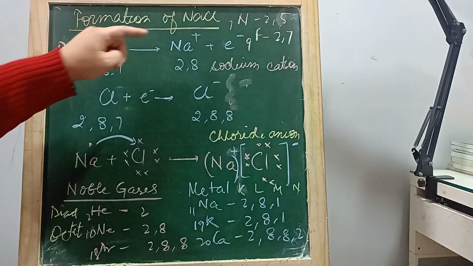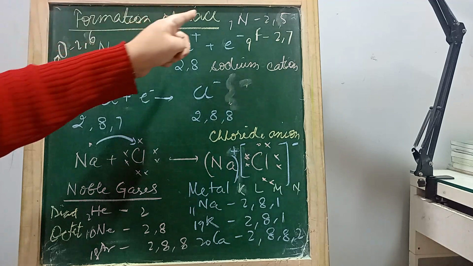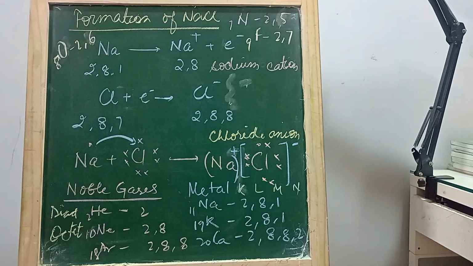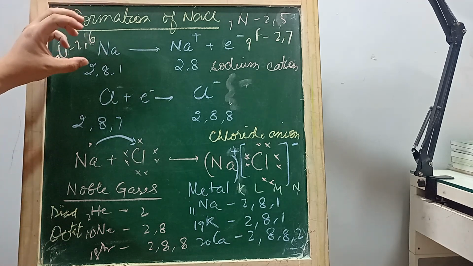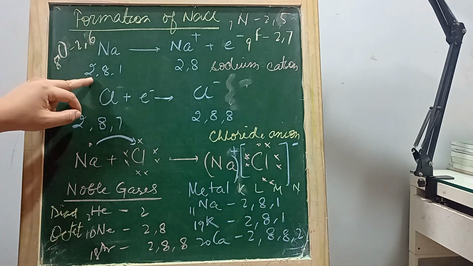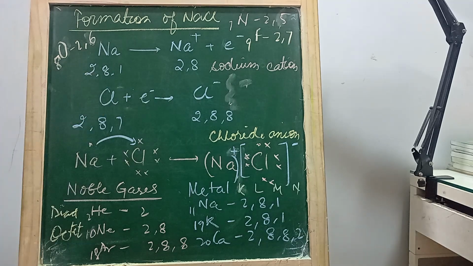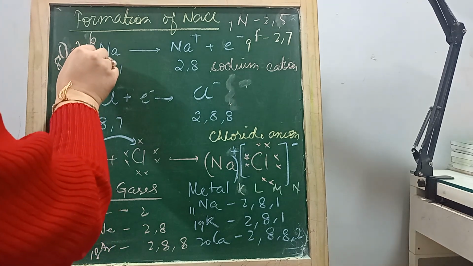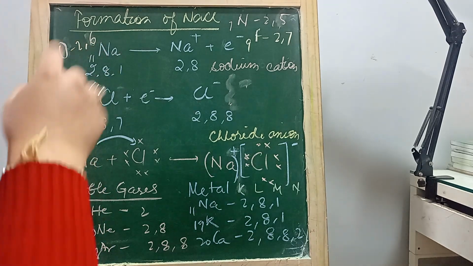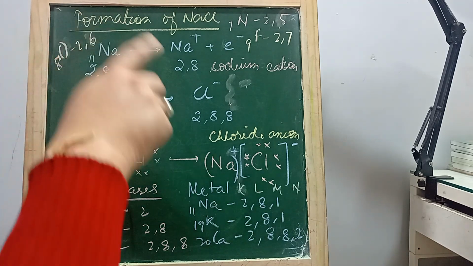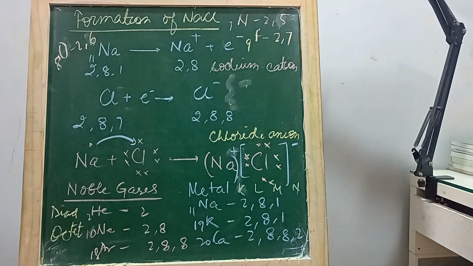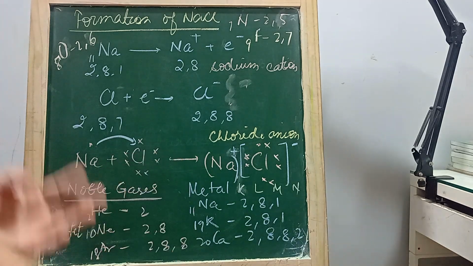Let's study the formation of sodium chloride, how this ionic compound is formed. You know the sodium atom, its electronic configuration is 2, 8, 1 because the atomic number of sodium is 11, right? That means in the nucleus of the sodium atom there are 11 protons, and so around it there are 11 electrons. And this electronic configuration means how the electrons are arranged in the different shells.